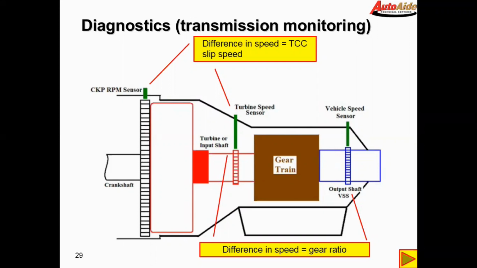So this is how the computer knows whether the torque converter locked up, whether the torque converter is slipping. It also knows whether it commanded second gear and got second gear, or it commanded second gear and it got fifth, or whatever the case may be. So monitoring as far as what the gear train is doing and the torque converter is pretty straightforward.